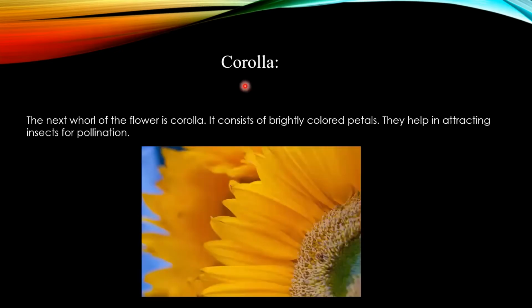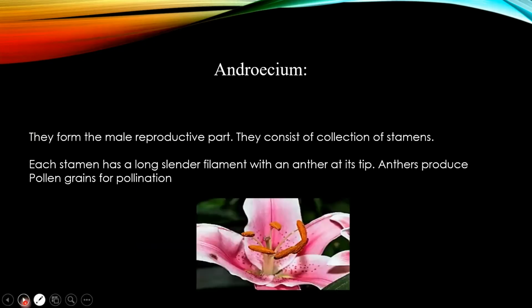Now comes the corolla, the next whorl of the flower. It consists of brightly colored petals. They help in attracting insects for pollination. Androecium. They form the male reproductive part. They consist of a collection of stamens. Each stamen has a long, slender filament with an anther at its tip. Anthers produce pollen grains for pollination.